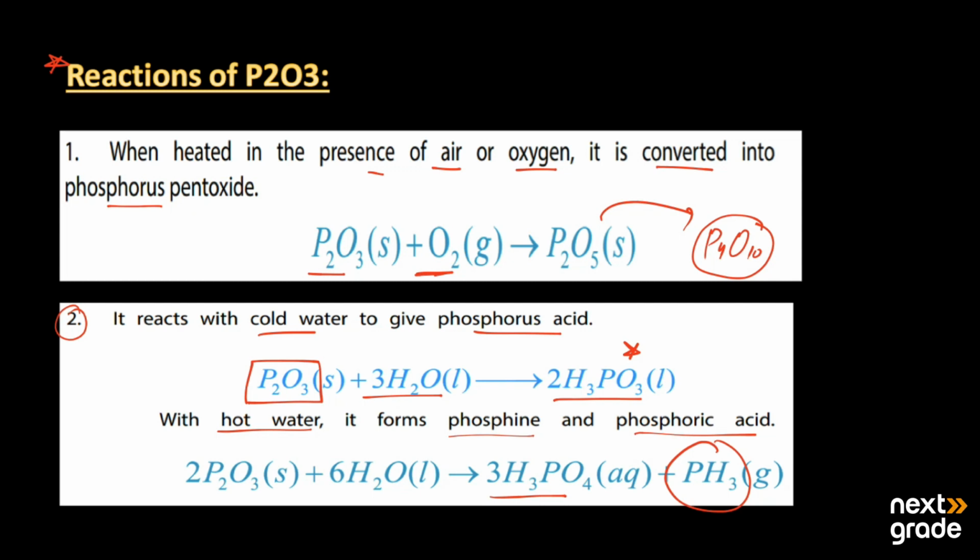So what type of water reacts, whether cool or hot or warm, depends upon the products that we want. If we want just the production of phosphorus acid, then we use cold water to react with the trioxide of phosphorus. But when we require phosphine, PH3, and phosphoric acid, then we need warm or hot water to react with the trioxide of phosphorus.